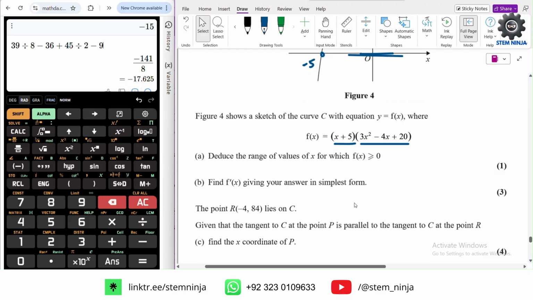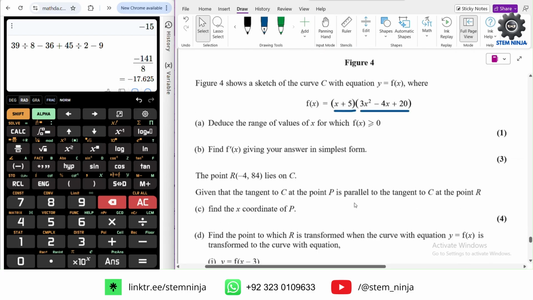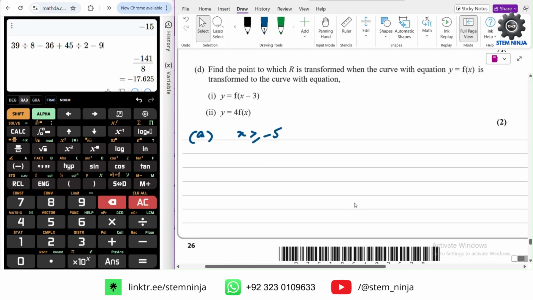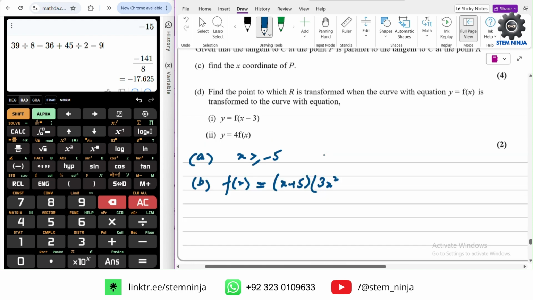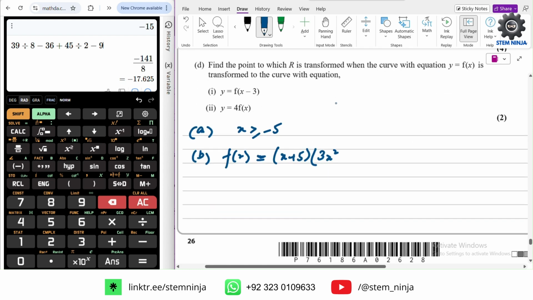Okay. Find f prime of x, giving your answer in the simplest form. Okay. So for that we need to multiply this first. So your f of x is x plus 5, 3x squared minus 4x plus 20.